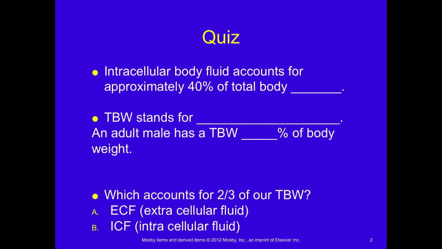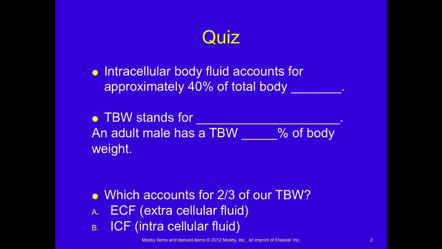Okay. Now the next question, what accounts for 2/3 of our total body water? So in other words, where is all the water at in our body? Is most of it going to be outside the cell or inside the cell? And I think you may be slightly surprised by the answer. So hopefully you said inside the cell. Intracellular fluid makes up 2/3 of our total body water.